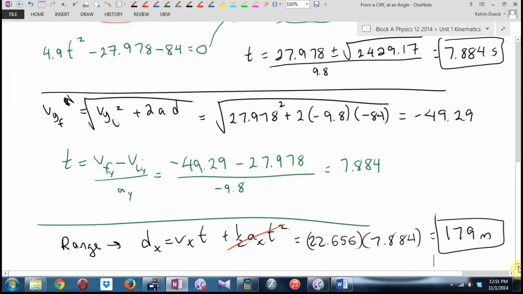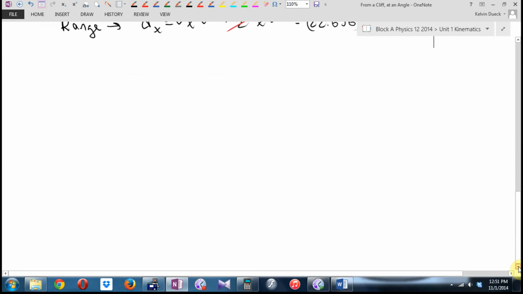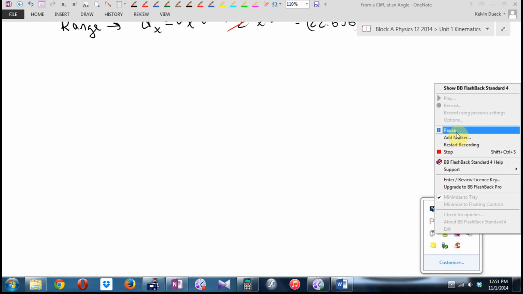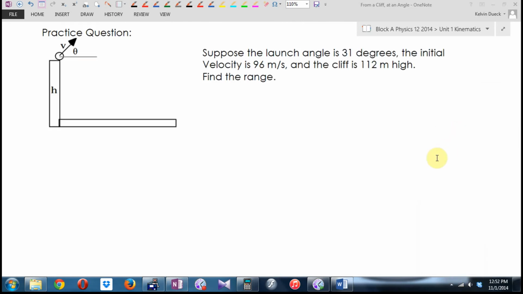That's throwing off of a cliff at an angle. I'm going to give you one to practice. So here's the practice question. Cliff at an angle. Suppose the launch angle is 31 degrees. The initial velocity is 96 meters per second. And the cliff is 112 meters high. Find the range. So pause the video, copy this question out, try solving it, and then press play and see if we end up with the same thing.